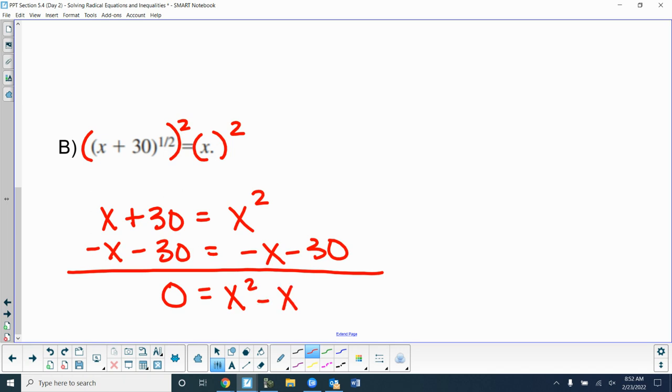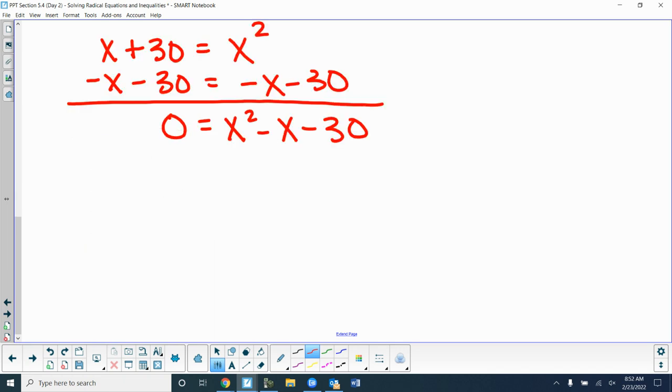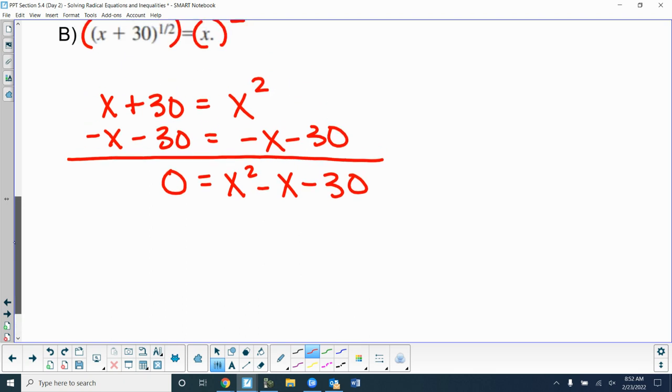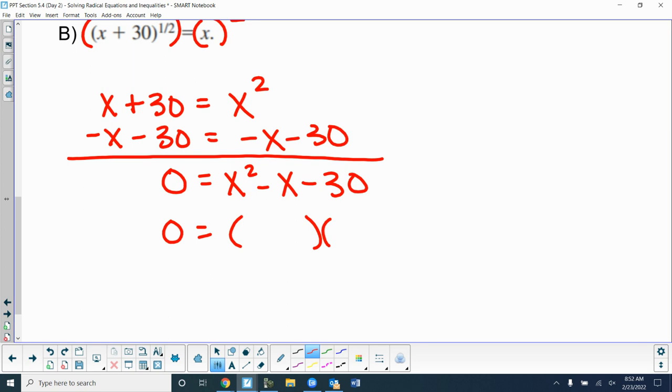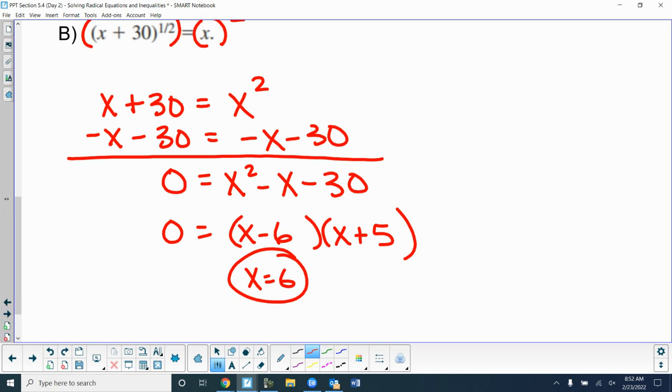Are there factors of negative 30 that add up to negative 1? Five and 6, good. Negative 6, positive 5. When I multiply those two, I get negative 30. When I add those two, I get the negative 1. It's in the middle there. Right? So what are my two answers? Right, positive 6, negative 5. We should check.